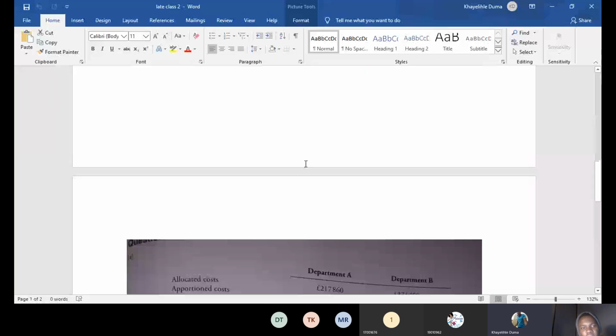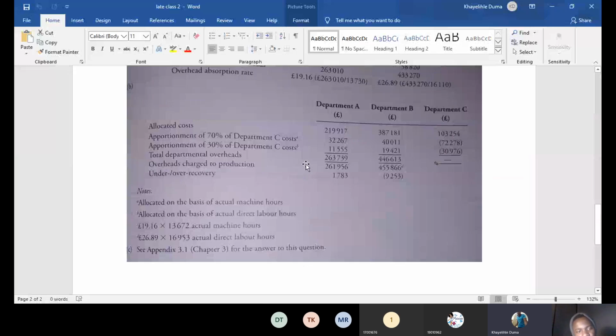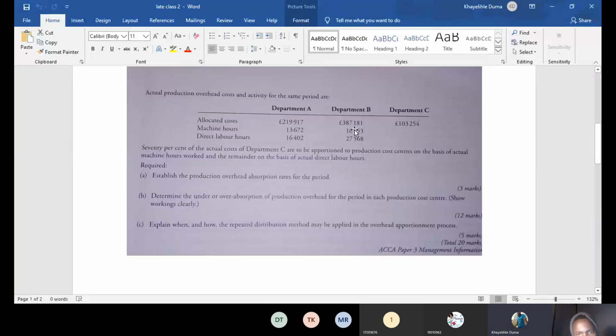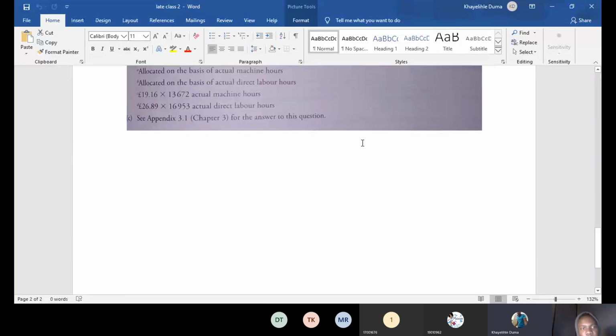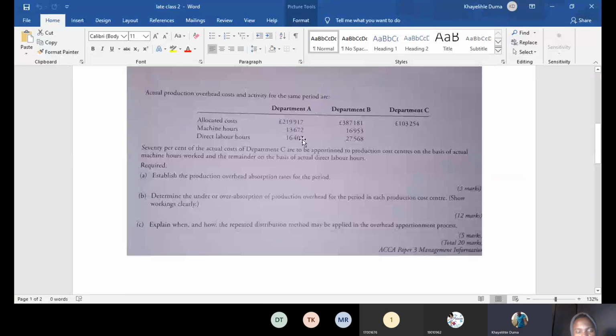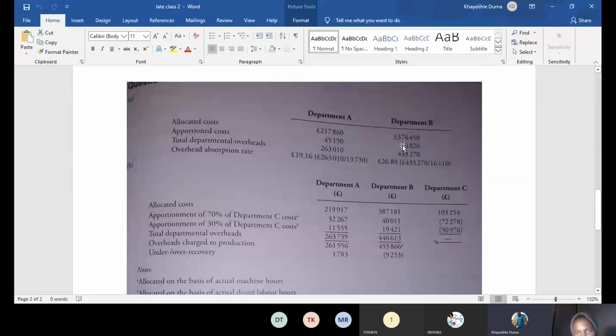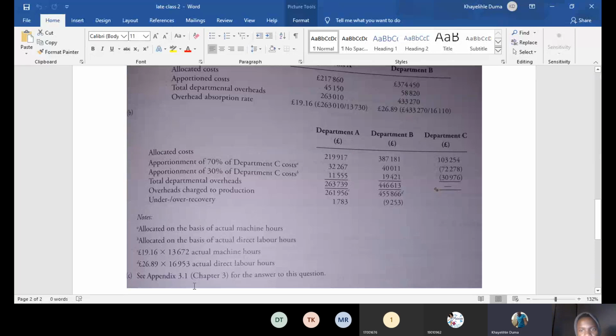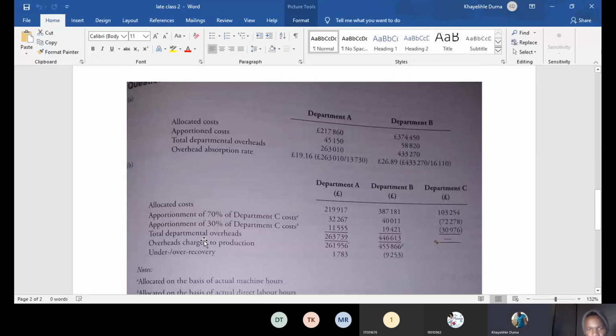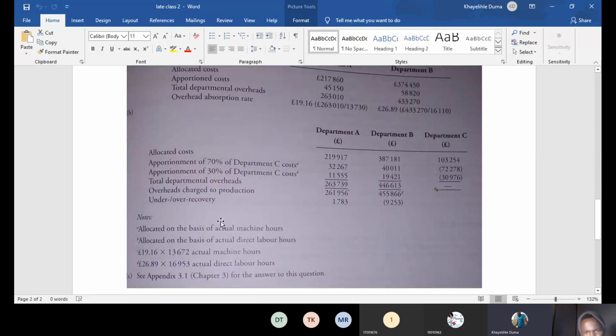And then on the other side, they said you are going to use the direct labor hours, right? The direct labor hours is going to be how many? I mean, you cannot say how much when it's hours, it's how many. So direct labor hours, it's 27.5 for the other one, but for this one, it's going to be 16,402. So you'll take again this amount. Where are we? This one, B, 26.89 multiplied by 16 which is the hours. Then you'll get a certain amount. On the calculator, 26.89 multiplied by 16,953. It's going to be 45.